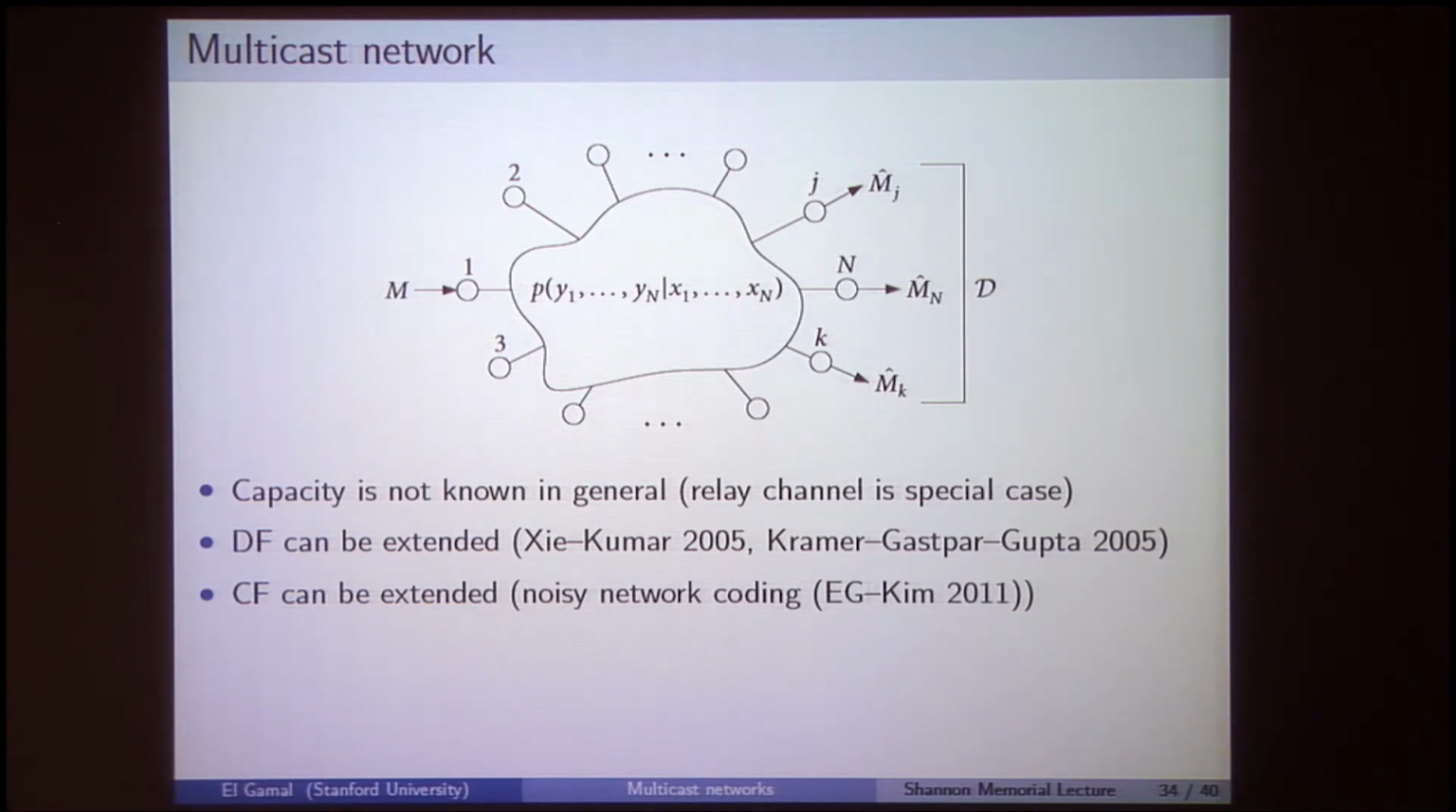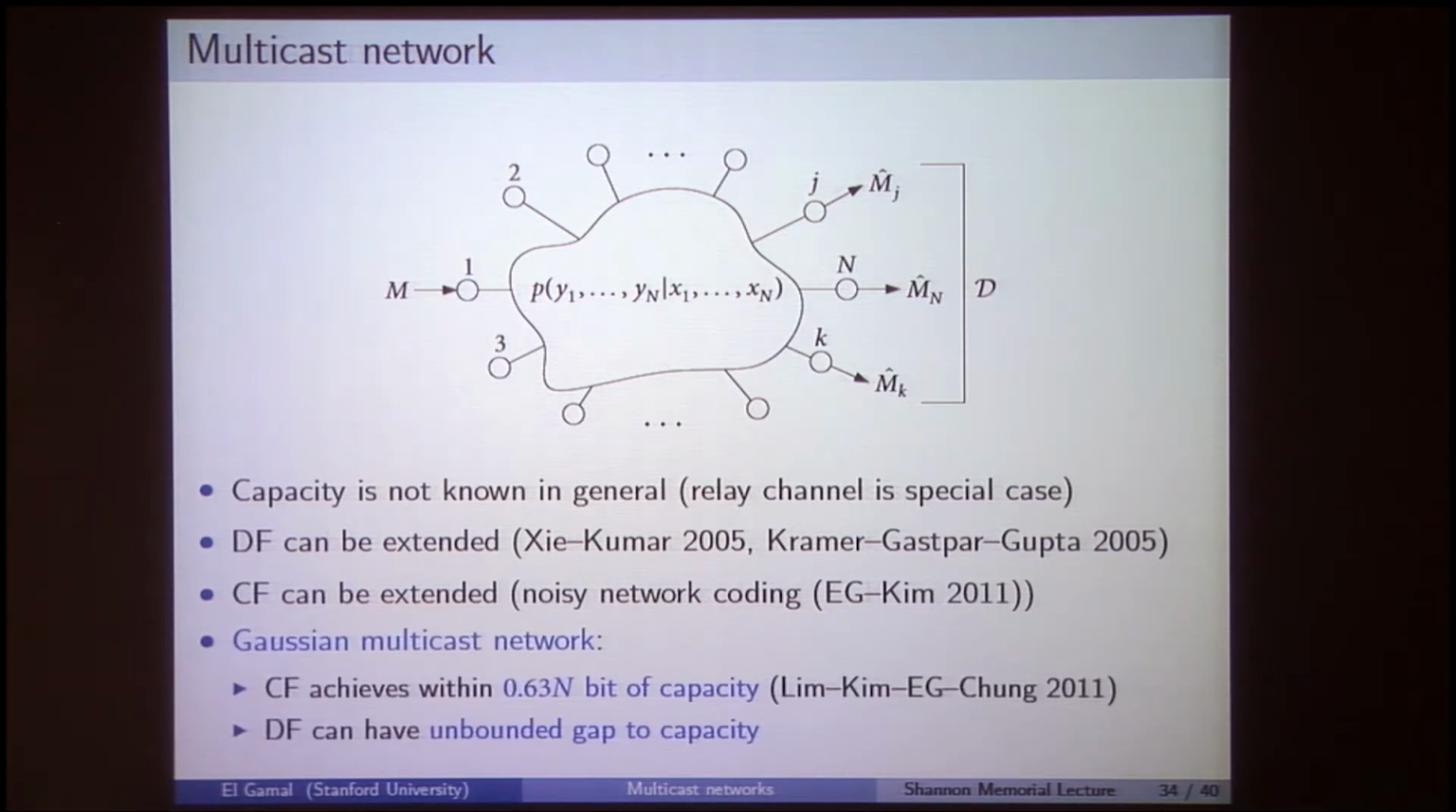For this network, decode forward can be extended, albeit in a bit of a hacky way, and compress forward can be extended in a very nice way actually, and yields the scheme called noisy network coding by Young-Han Kim and myself. So how do these compare? One way to look at the comparison is to look at Gaussian multicast networks. If we look at this network as a Gaussian network, then we see that compress forward achieves within 0.63 n bits of capacity. That's not necessarily something wonderful when n is large, but at least there is a universal bound between what we can achieve and the capacity. On the other hand, you can show that decode forward can have unbounded gap to capacity. And so, in a sense, using point-to-point codes here can be pretty bad.